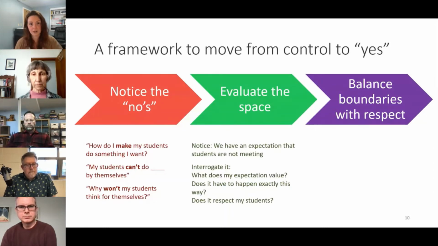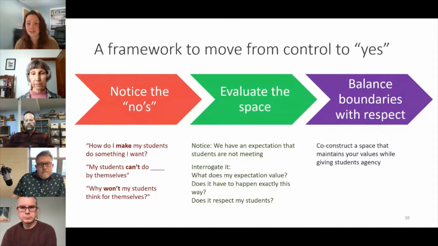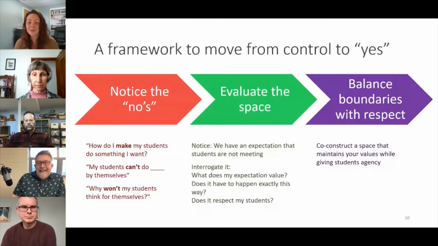And then I think part of this movement toward yes is to balance the boundaries, the expectations that we have, the objectives that we've set for our class, with respect for our students. And so we should maybe seek out opportunities to co-construct our classroom spaces so that students get a little more control. Oh, I guess that was the end of that slide. Sorry. So maybe the thought is we can start making spaces together with our students that get us to the learning objectives, but also let our students have a hand in getting there.